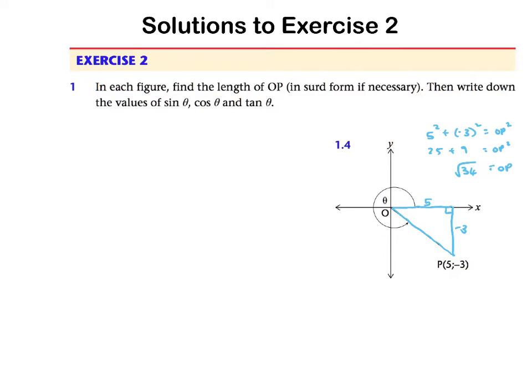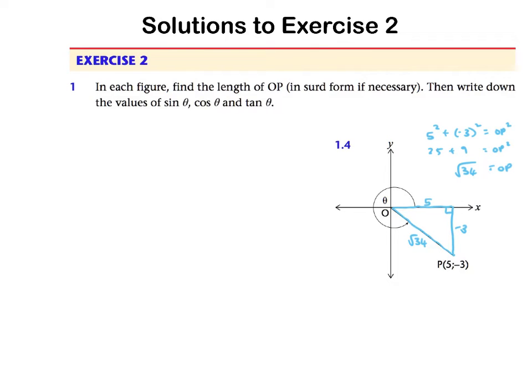Alright, so therefore we know this is equal to the root of 34. And you leave it like that. If you know what the root of 34 is to 8 decimal places, good for you. Get out more, or well, maybe not now, but that's great, but leave it in surd form.